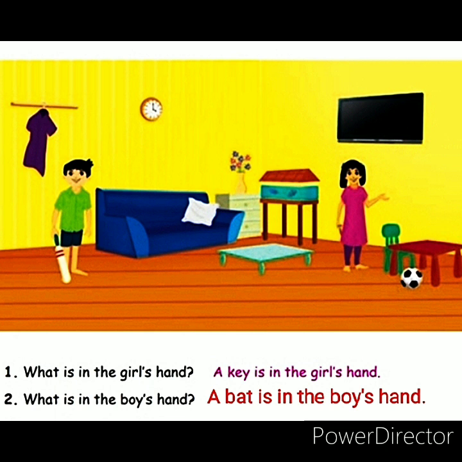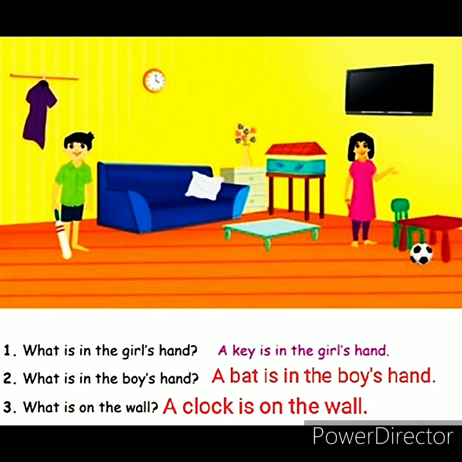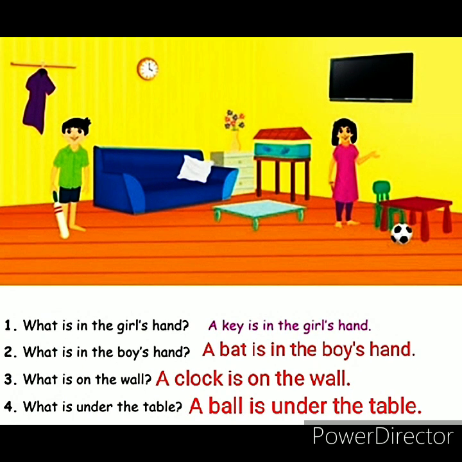Now shall we go to the next question, dear children? Okay. What is on the wall? What is there on the wall? Yes, a clock is on the wall. Clock na kadigaram, watch. A clock is on the wall. Now question number 4. What is under the table? Table ku keela enna irukku? What is under the table? Yes, very good. A ball is under the table.